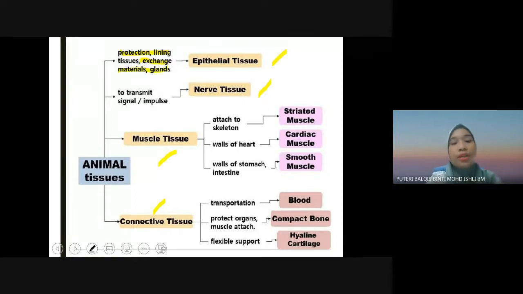Okay, for nerve tissue, that is tissue to transmit impulse. For muscle tissue, we have three. Okay, so the one that is striated muscle, the one that attached to skeleton. Cardiac muscle, of course, cardiac it is related to heart, so it is located at the wall of the heart. For smooth muscle, wall of stomach and intestine.